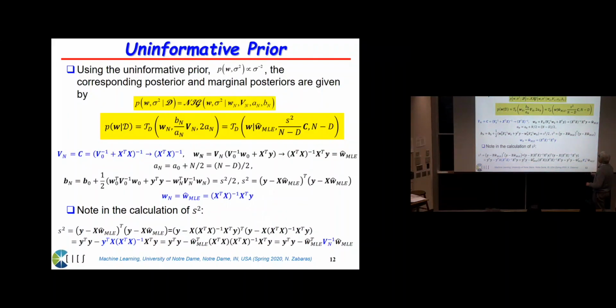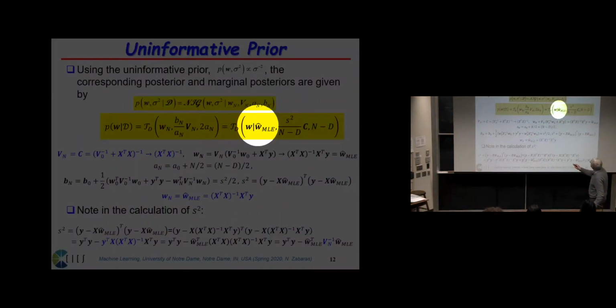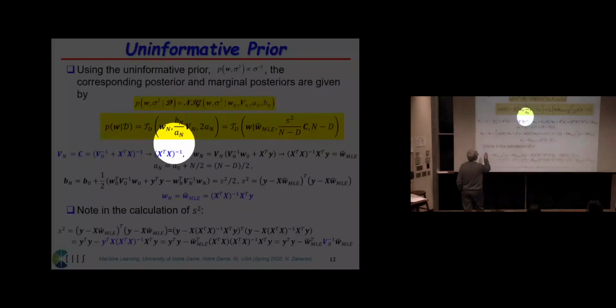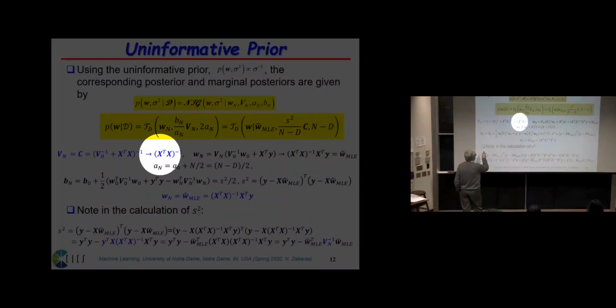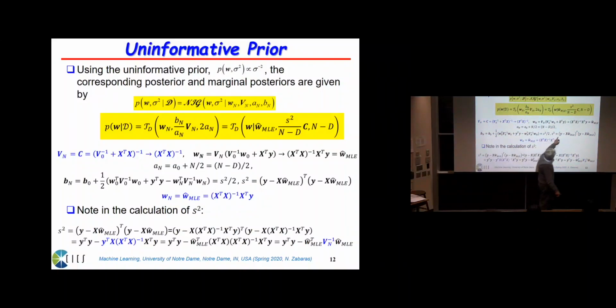So if you plug all of this together, the marginal posterior of W is a student T distribution centered around the MLE estimate, very easy to compute, and the variance is S squared divided by N minus D times C. What is my C? My C is here, all right? My C is nothing else but X transpose X inverse, so directly computable from the design matrix. And S squared is a scalar, and very easy to compute. One line: Y, my data, minus X times the MLE estimate, transpose, times Y minus X times the MLE estimate.